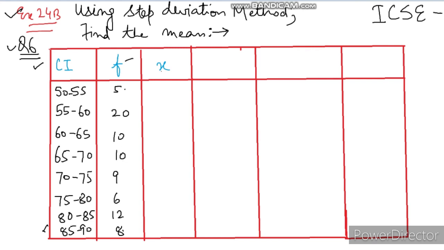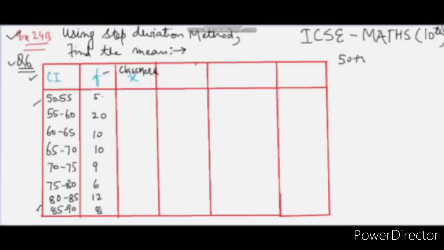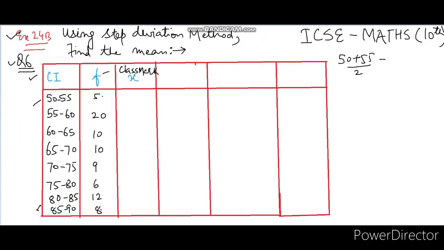Then the third column to be added, just like the previous methods, is always the class mark or the mid value. This x is always called the class mark or the mid value, and all of you know by this time how to calculate it. It is simply the average of our class interval. The first class interval is 50 to 55, so its average will be simply 50 plus 55 divided by 2, and we write the answer here. So the first class mark or mid value is 52.5.